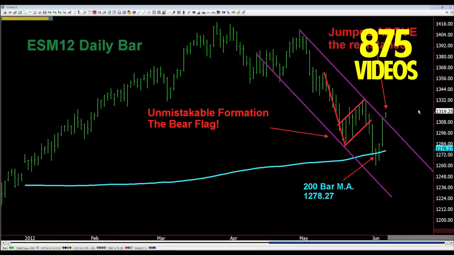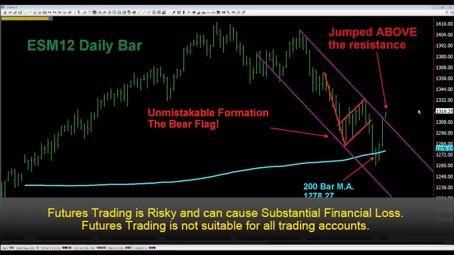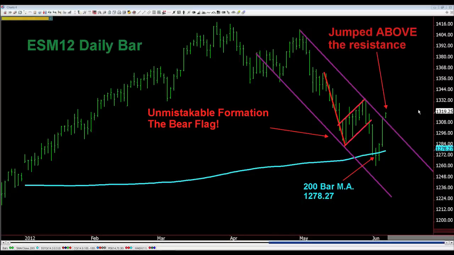And here we are looking at a live chart of the E-mini S&P. Traders, as we know, futures trading can be extremely risky and cause substantial financial loss. We do not trade commodities if we do not understand the risks behind trading, if you do not place your stops first, and you do not recognize that futures trading is not for every trading account, you should not be trading at all. But for you traders that understand the risks, look at the chart before your eyes.